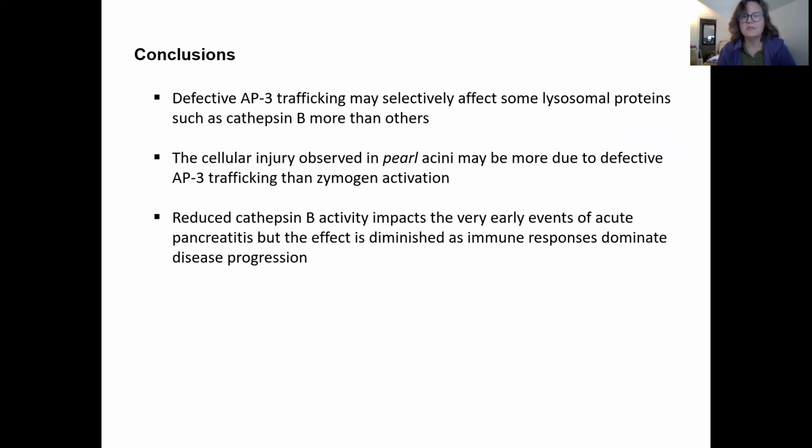To conclude, defective AP3 trafficking may selectively affect some lysosomal proteins, such as cathepsin B, more than others. The cellular injury observed in pearl acini may be more due to defective AP3 trafficking than zymogen activation. And reduced cathepsin B activity impacts the very early events of acute pancreatitis, but the effect is diminished as immune responses dominate disease progression.